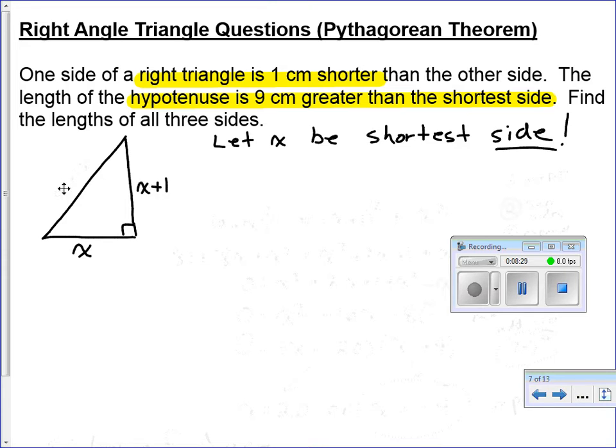So now that we've got that, we just have to determine what our hypotenuse is. The shortest side was x, so to get the hypotenuse, we're going to have x plus 9.